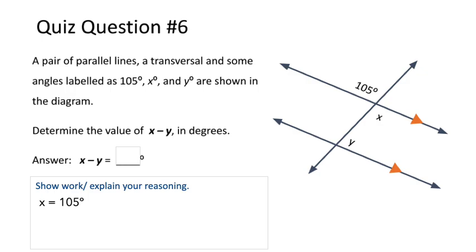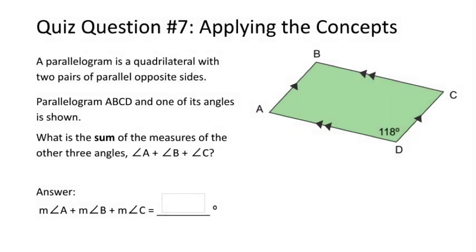Now, x and y are same side interior angles, so they are supplementary. To find y, I just subtract 180 minus 105, and I get 75 degrees. Now that I know x and y, I can figure out x minus y. Just subtract 105 minus 75, and that's 30 degrees. How are you feeling with recognizing these special angle pairs formed by parallel lines and a transversal?